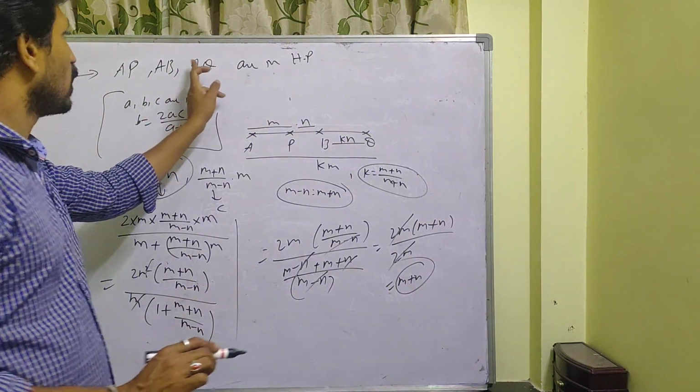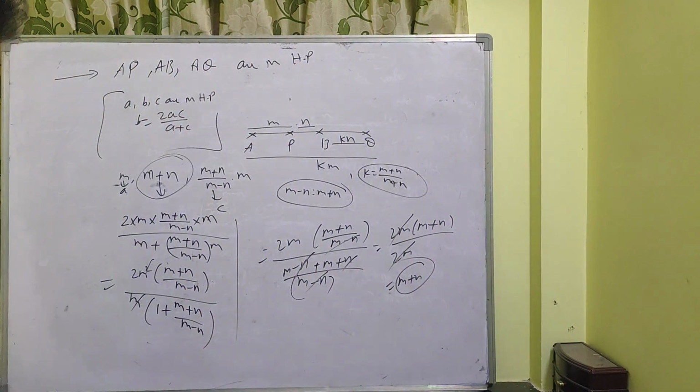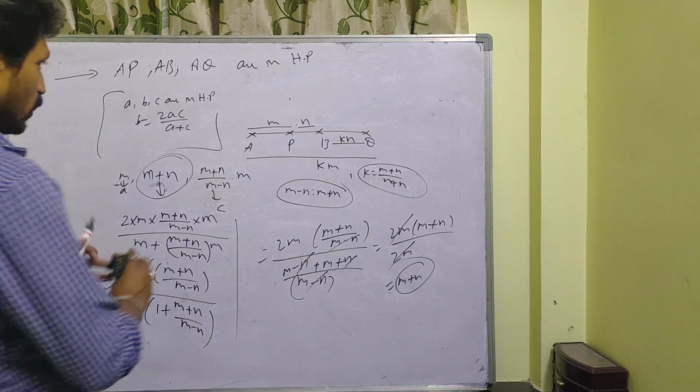So you can say AP, AB, AQ are in HP. Okay, please try to remember, very very important.